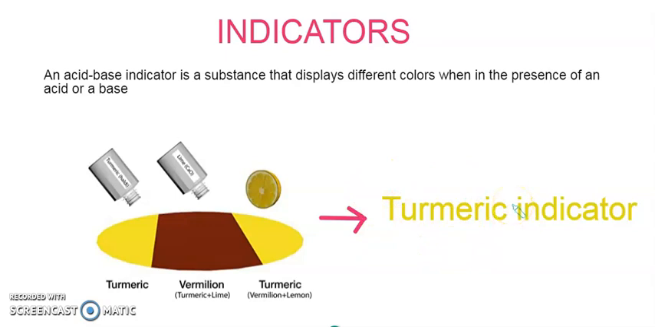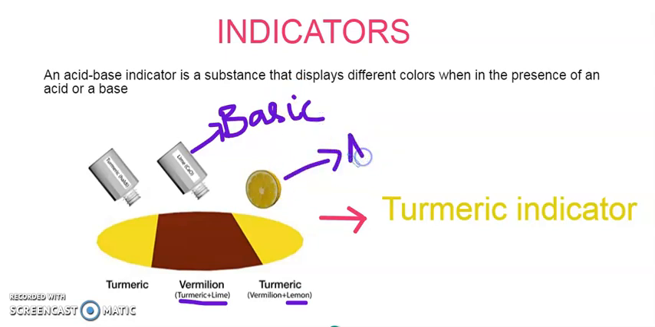So, for the turmeric indicator, what do you do? You dip a paper in turmeric paste, and after that you test it. In the first one, you have only turmeric. In the second one, it's turmeric and lime. And in the third one, it's turmeric and lemon. The lime is basic in nature and the lemon is acidic in nature.